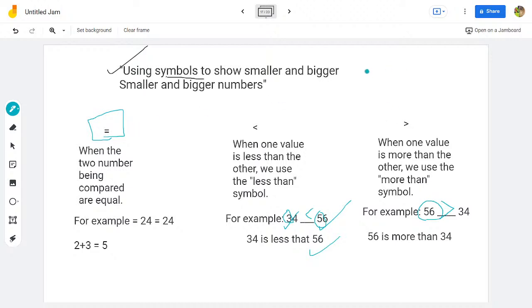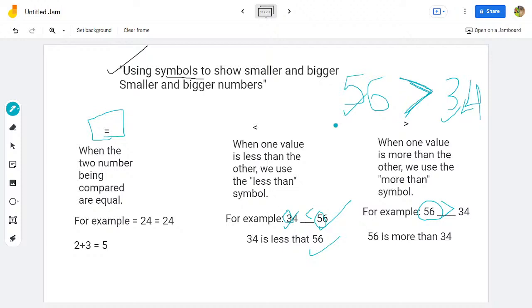There's another way to have a look at it. 56 लेफ्ट साइड पे लिखा हुआ है एंड 34 इज़ ऑन द राइट साइड. सो लेफ्ट साइड का नंबर अगर आपका बिगर है, सो वी यूज़ दिस मोर दैन सिंबल. नाउ लेफ्ट साइड का नंबर आपका बिगर है, ये हाउ वुड यू जज दैट? You would look at the tens column of both the numbers. So 5 is bigger than 3. That's why we use the more than symbol over here.